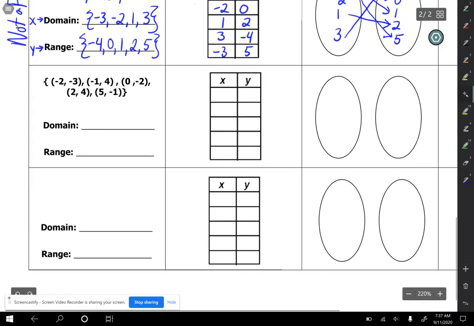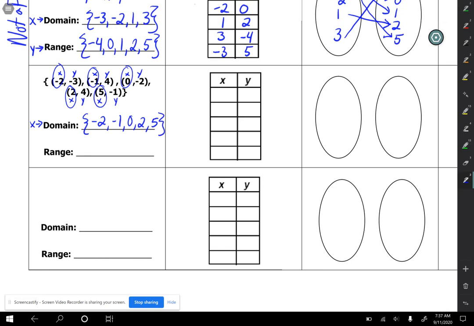Okay. Our second one, again, I like to label these as x and y's. Okay, so my domain are the x values. I write them in order, -2, -1, 0, 2, and 5. And since none of these repeated themselves, this is going to be a function.